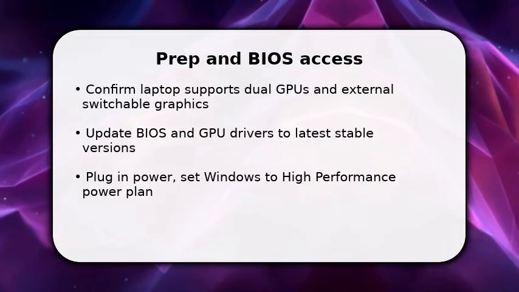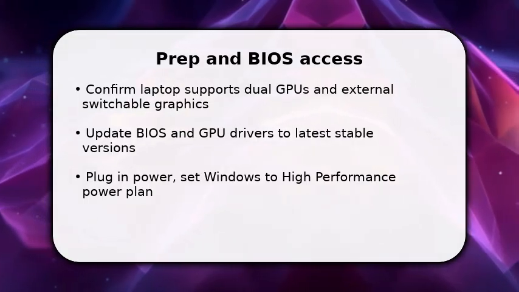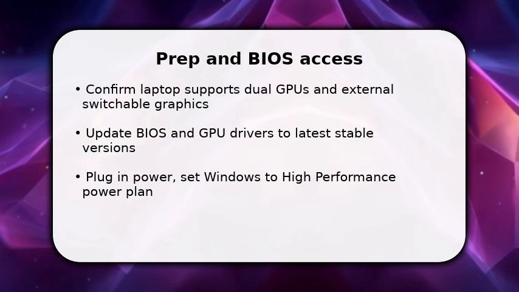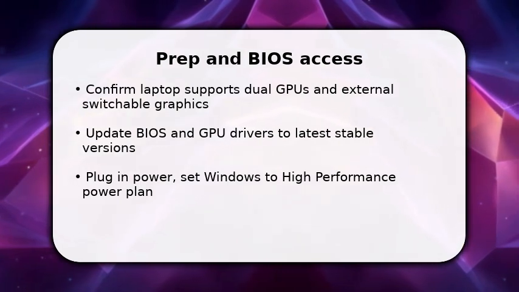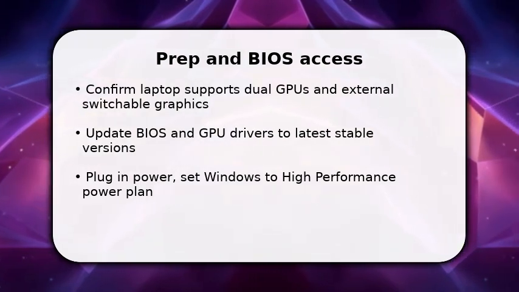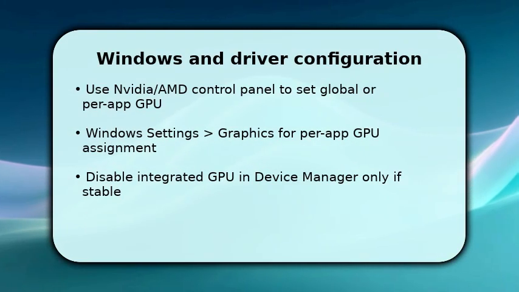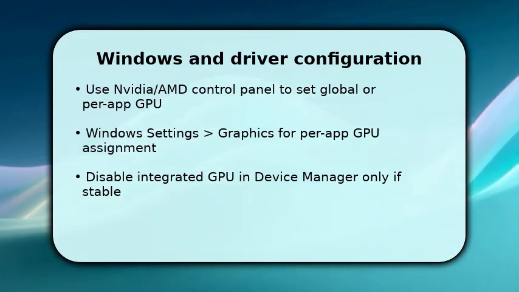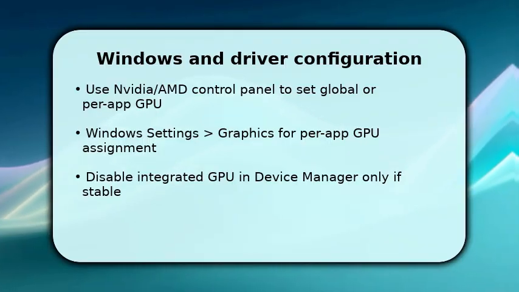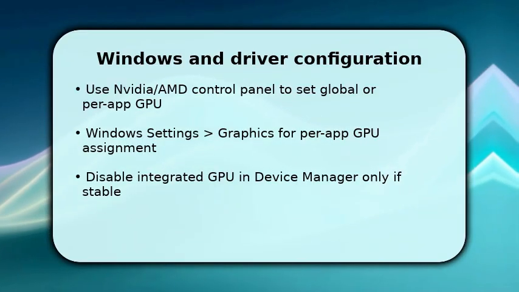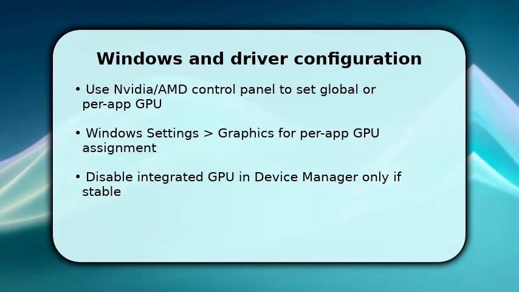Make the initial change there if an option exists to prefer discrete GPU. Save and restart so Windows will detect the new preference. Once Windows boots, open the vendor control panel, NVIDIA Control Panel, or AMD Radeon Settings, and set the preferred GPU globally or per app. This tells the driver which adapter to prioritize.